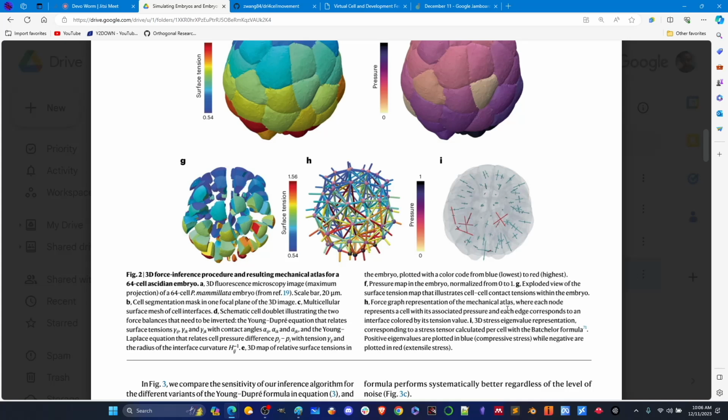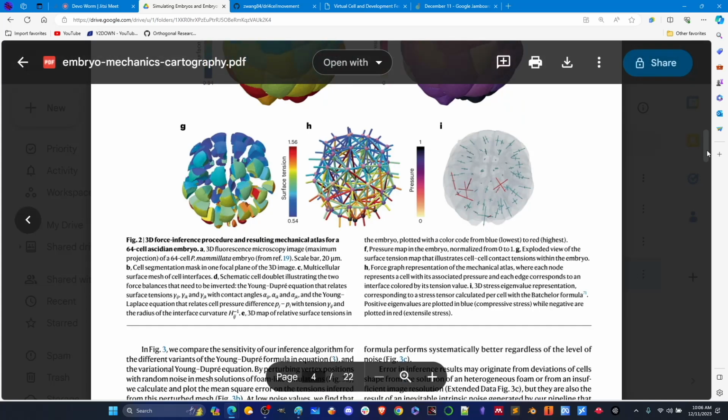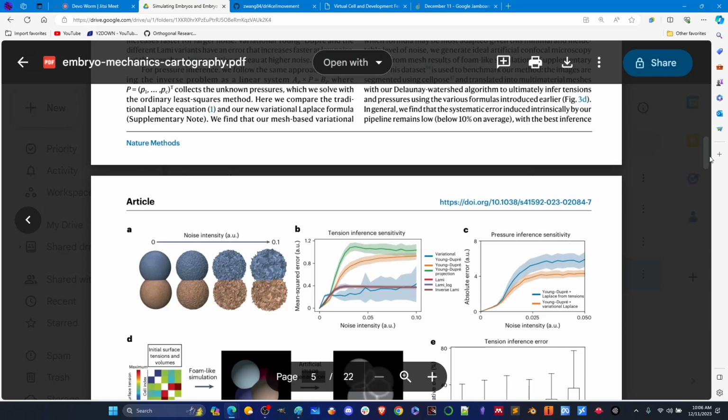And then I here is the 3D stress eigenvalue representation corresponding to stress tensors calculated per cell. So this is where you have these stress tensors in the same structure. They kind of go through this for Ascidian and for C. elegans.